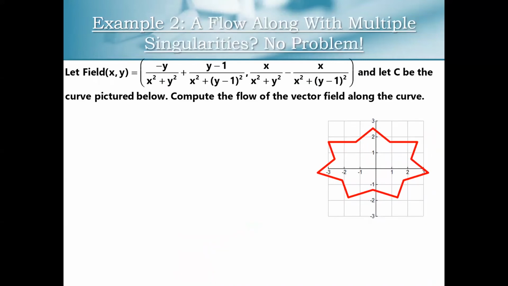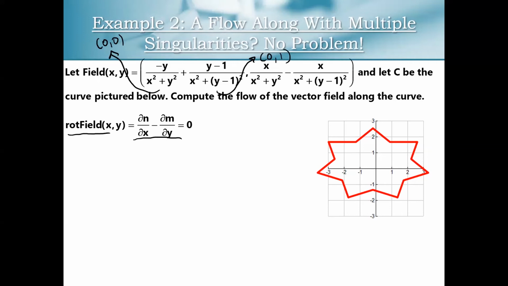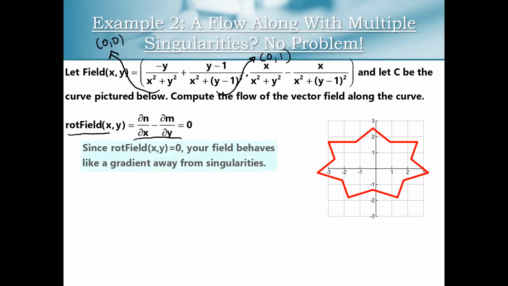All right, so what do you do if you've got multiple singularities? Well, do not despair. You're going to be just fine in a situation like this. For our vector field here, we could see that we do have singularities at 0, 0 and 0, 1. So now we've got 2 singularities to worry about. However, we still have a scenario where the rotation of our vector field is equal to 0. So we can kind of just repeat the same process, but just use small little replacement curves.